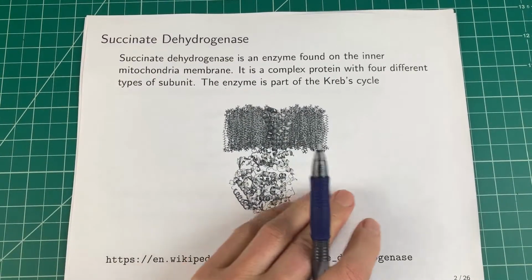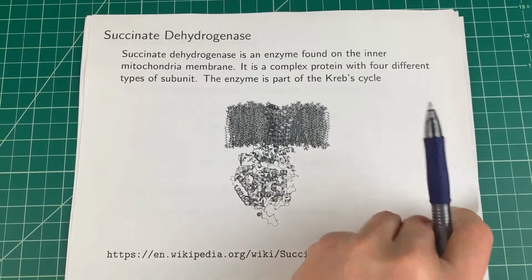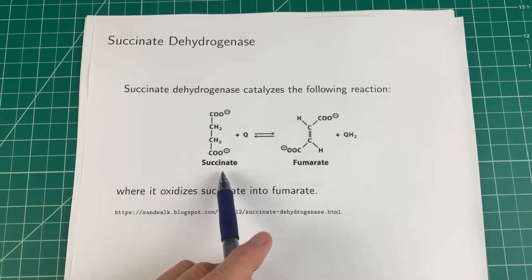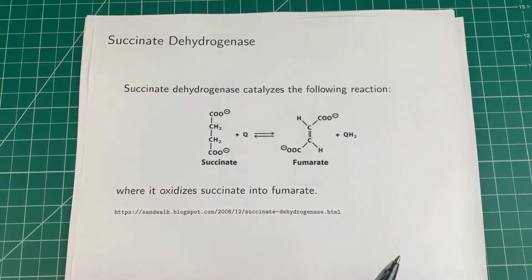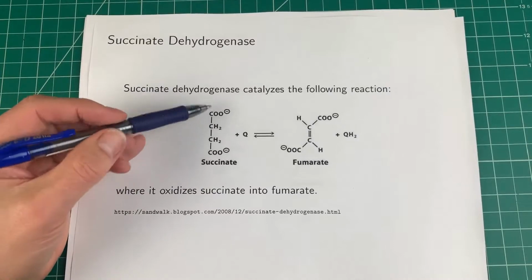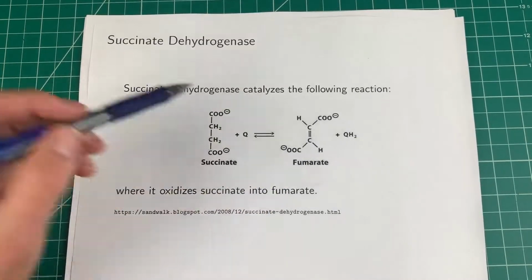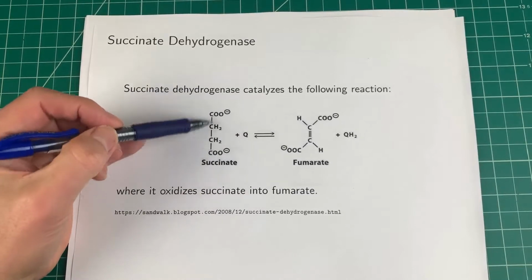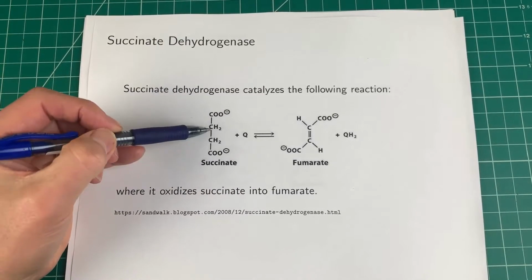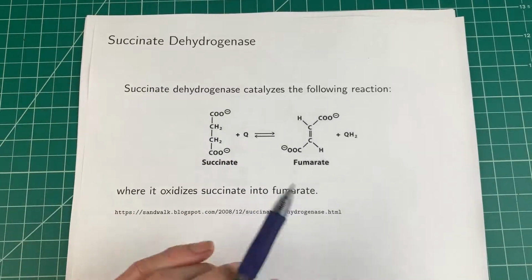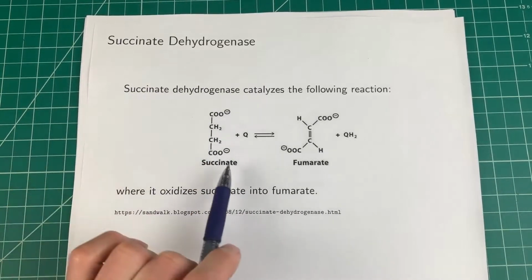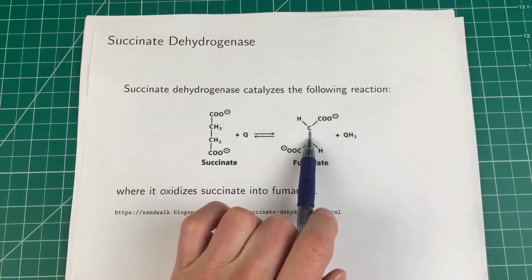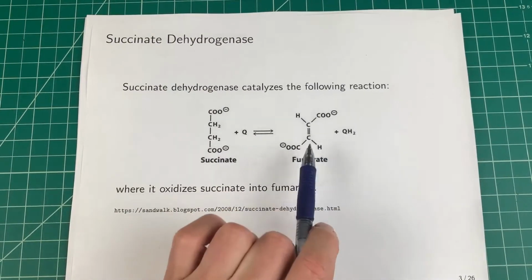Now this enzyme is an important one, obviously because it's part of the Krebs cycle, and it catalyzes the conversion of succinate to fumarate. Okay, if you look carefully at the succinate, and the fumarate for that matter, they're completely symmetrical molecules. So 2 carboxylic acid groups on either side, and then there's CH2 in the middle. What's happening here is the enzyme will oxidize the succinate to fumarate by creating a double bond in the 2 central carbon atoms. Okay, so this is an oxidation.